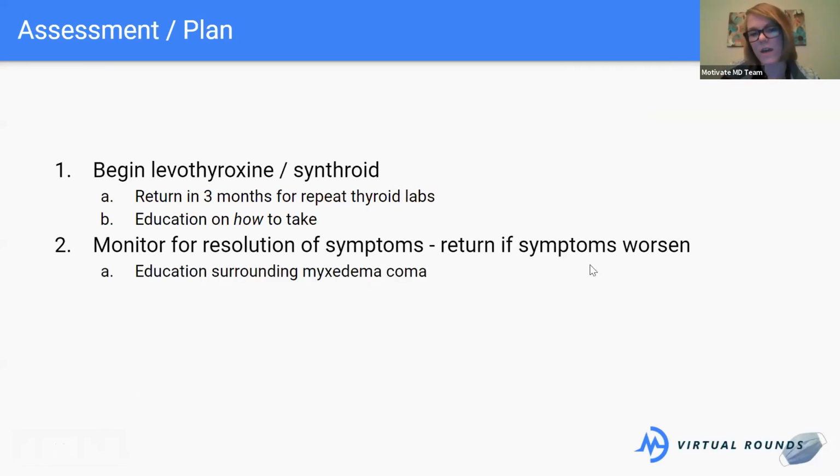And then education surrounding myxedema coma. That's a complication of thyroid hormone deficiency. We want to educate her about the importance of taking this medication. She's going to have to take this medication for the rest of her life. It's important to talk to her about it, because if not, we can run into this problem of myxedema coma, and this is life-threatening. And I think that's the last.